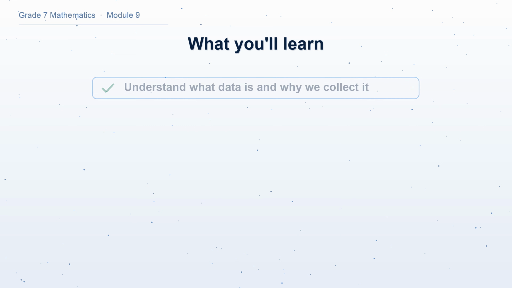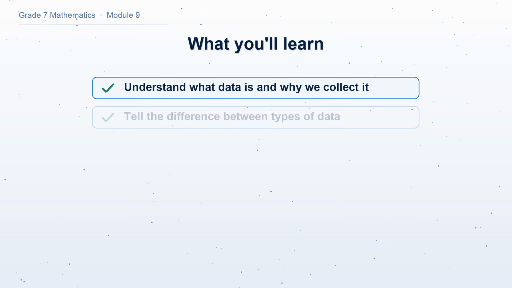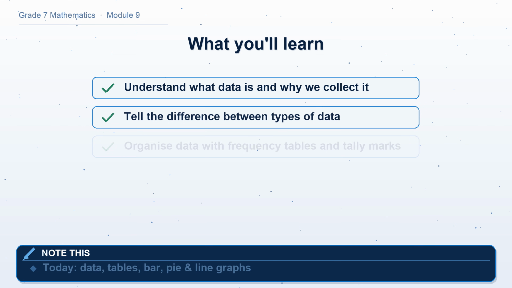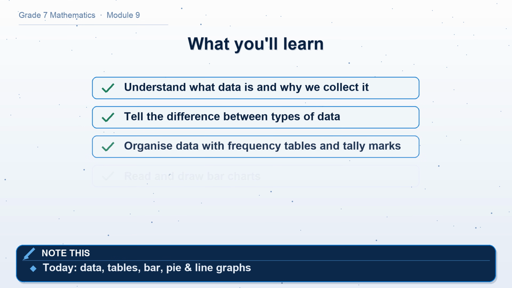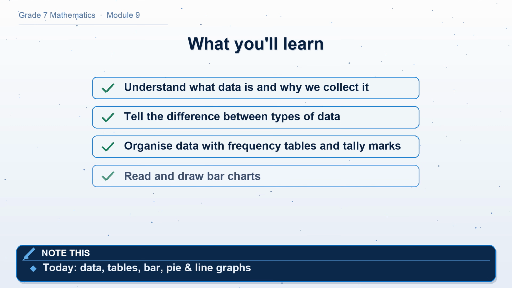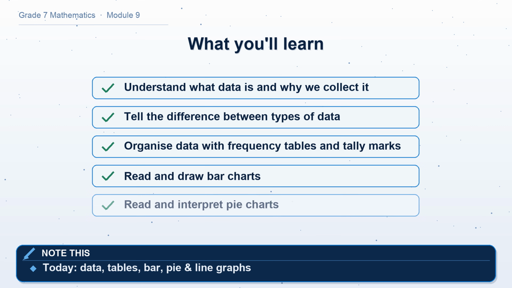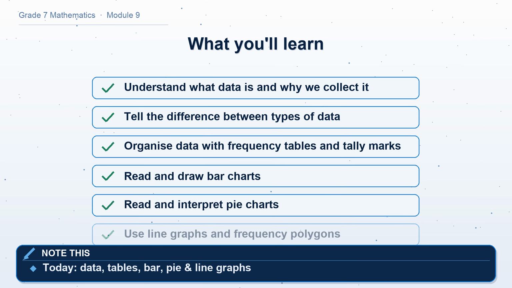Here is our plan for the lesson. We begin by asking what data really is and why we gather it. We will sort data into its main types, then organize it neatly using frequency tables and tally marks. After that, we will read and draw three kinds of display: the bar chart, the pie chart, and the line graph. Let us start with the foundation.